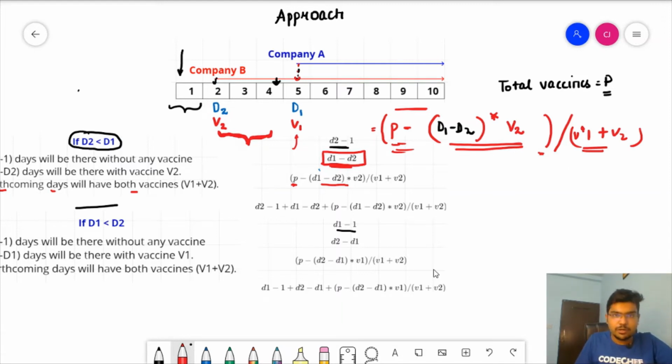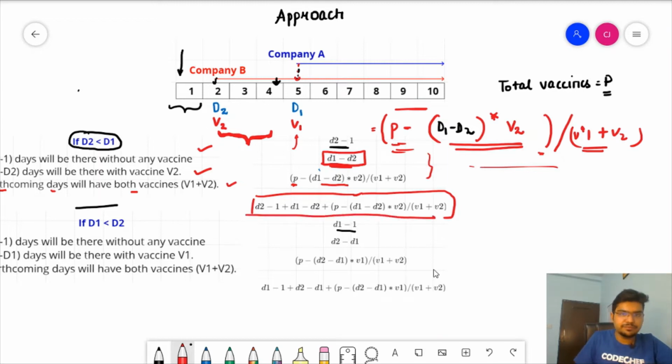Now, how many total days are there? By the first condition, that is D2 minus 1 days. With the second condition, we'll have D1 minus D2 days, and the third condition will have these many days. So we'll add this up and make the final formula, that is this one. So these are the total number of days that we'll have.